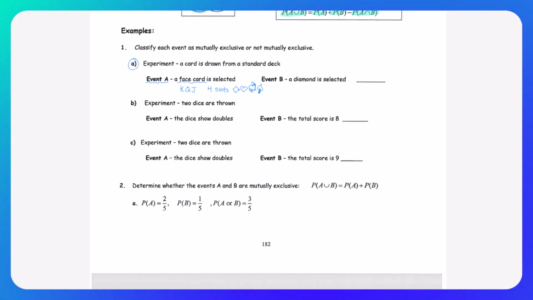The next event B is that a diamond is selected. So we're wondering, can these two events happen at the same time or not? Can we have a face card that is also a diamond? That's the question we're going to ask ourselves. Well, in this case, yes, we can. For instance, we can have the king of diamonds. And we just have to have one thing where both of them occur at the same time for something to not be mutually exclusive. As long as we can find one, then we know, in this case, they are not mutually exclusive.